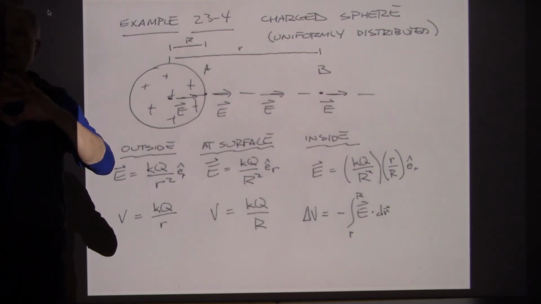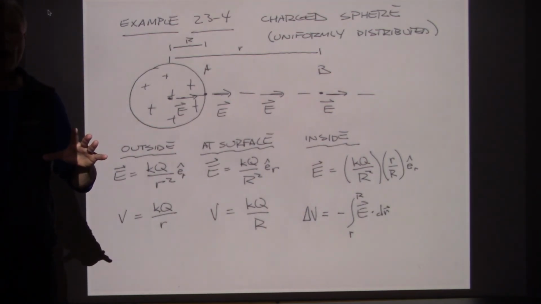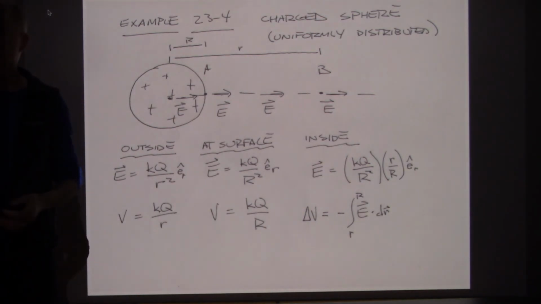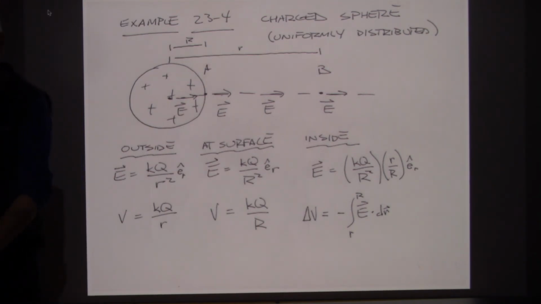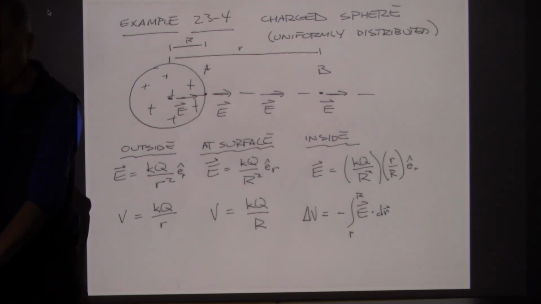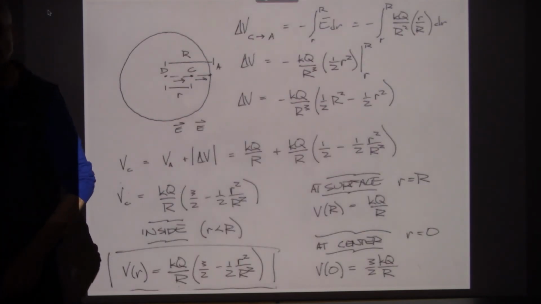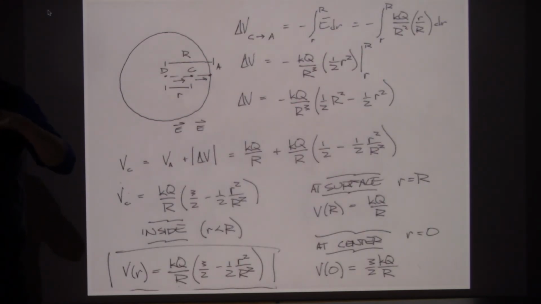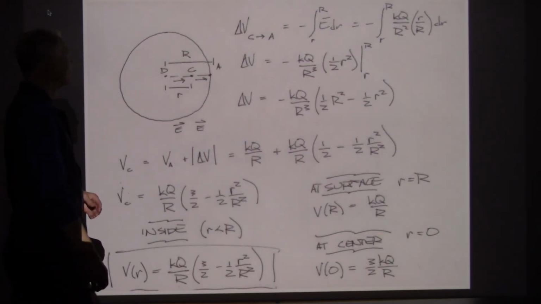By having the charge spread uniformly throughout, I'm going to end up with a different value for electric potential at the center. It's going to represent a different amount of potential energy moving through that differently distributed positive charge.